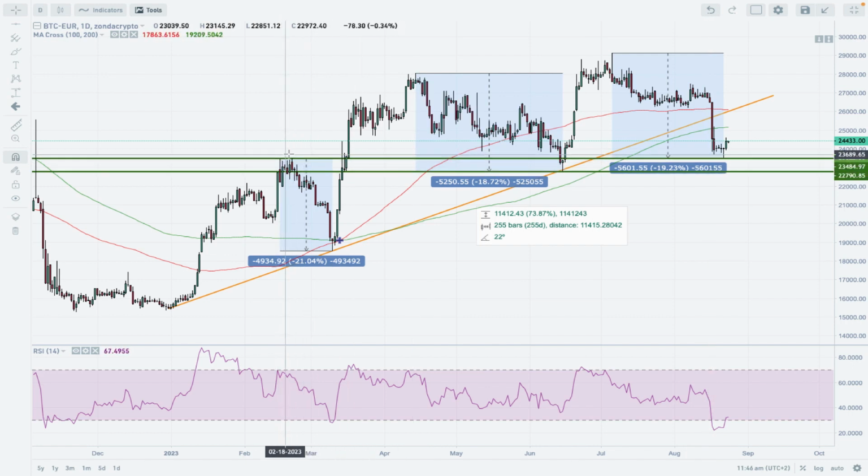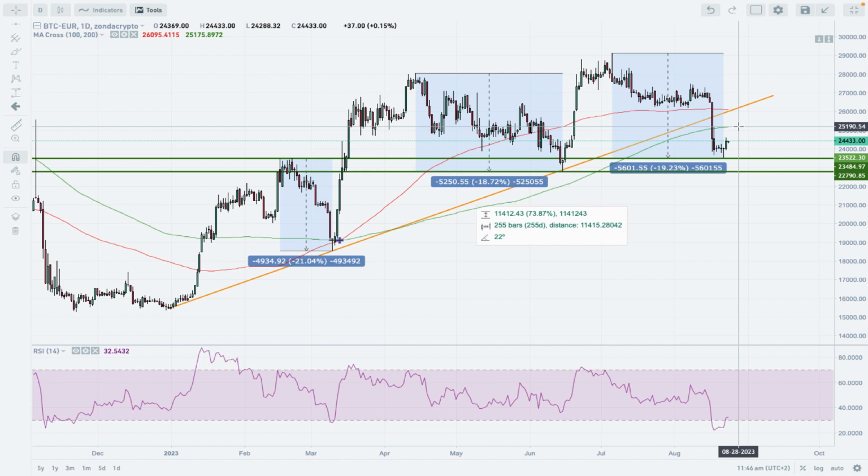So that's the high from the end of February 2023, which is now the support for the market. So this is the big green zone. This is the big demand zone located between these two horizontal green lines.